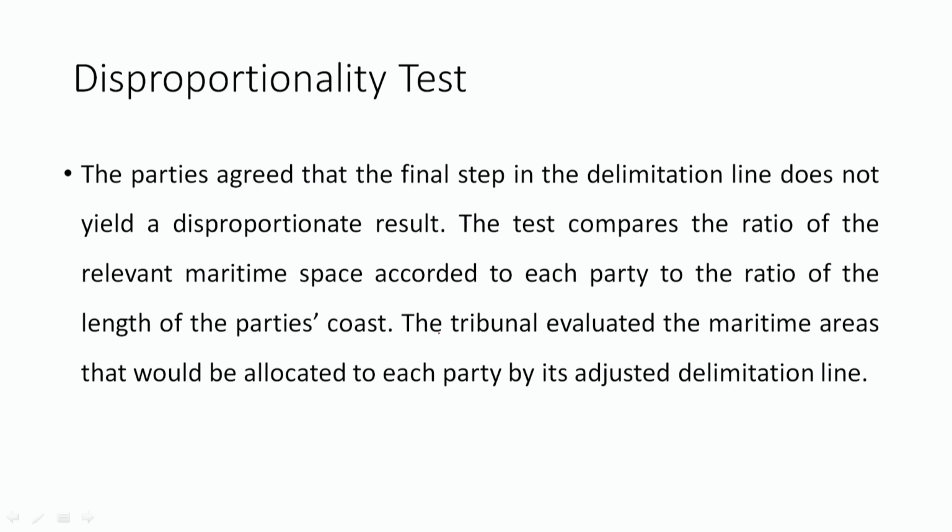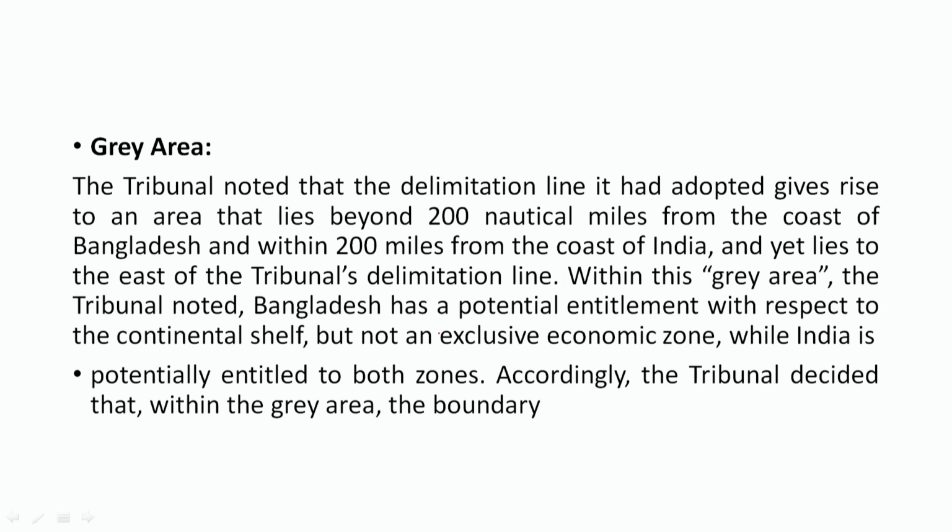The parties agreed that the final step in the delimitation line does not yield a disproportionate result. The test compares the ratio of the relevant maritime space accorded to each party to the ratio of the length of the party's coast. The tribunal evaluated the maritime areas that would be allocated to each party by its adjusted delimitation line. Grey area. The tribunal noted that the delimitation line it has adopted gives rise to an area that lies beyond 200 nautical miles from the coast of Bangladesh and within 200 miles from the coast of India, and yet lies to the east of the tribunal's delimitation line.